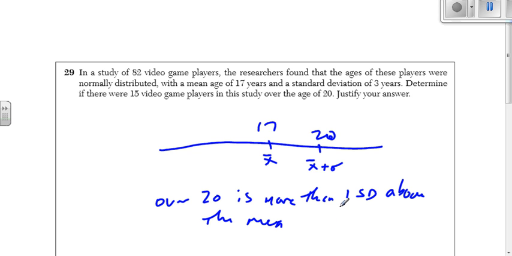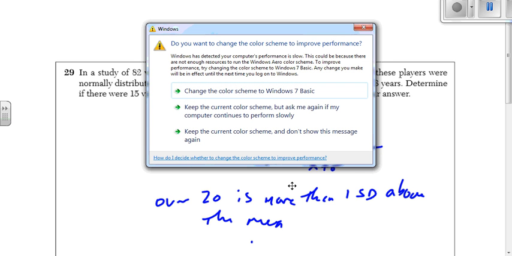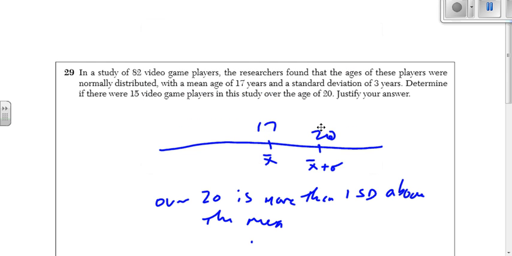Alright, so if 15 video gamers in a study, so it's going to give us points like that. 0.159 times 82. It's 82%, so it's going to give us 13.038.